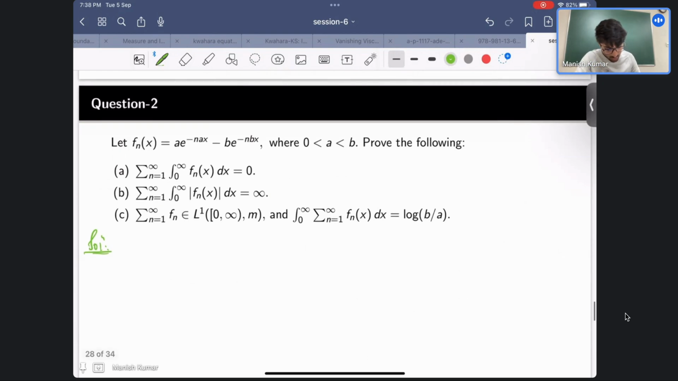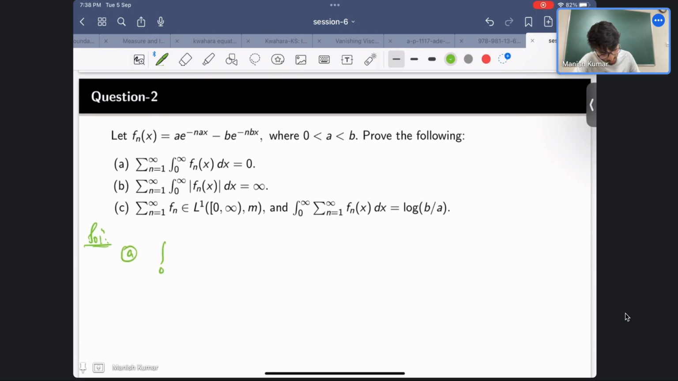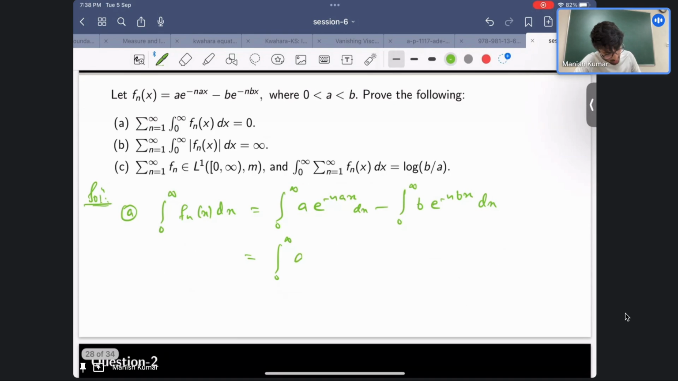So let us try to see the first one. Again, this is also just calculation and nothing very specific. So this is the integral from 0 to infinity of fn of x dx, which is the integral from 0 to infinity of a e to the minus n a x minus b e to the minus n b x, dx. You just take a outside. This integration is nothing but e to the minus na x by minus na, right? I am just writing 0 to infinity, but I'll write it once; after that I'll not write it in this fashion.